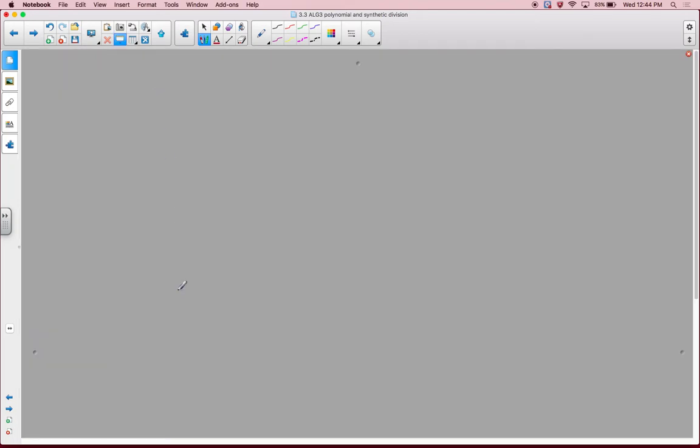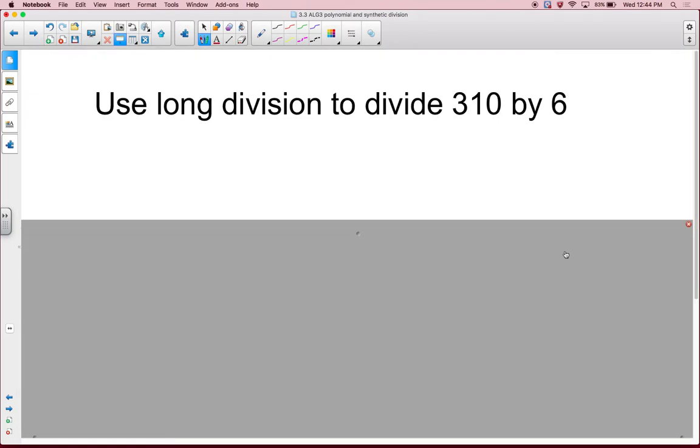Let's first take a look at just a simple problem here of dividing 310 by 6, and let's set it up using long division. Okay, so I'm going to set this up just like back in elementary school, right, where we had 6 goes into 310 how many times? Okay, so we know 6 does not go into 3, so we move on. 6 goes into 31. Well, we say 6 can go into 31 5 times, so I'm going to put that above the 1.